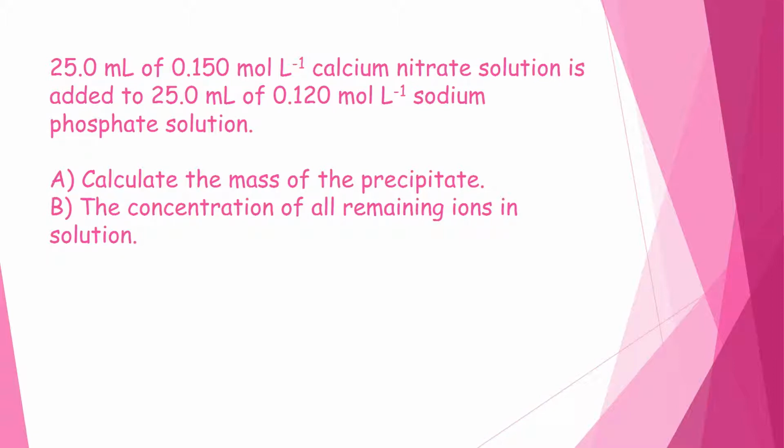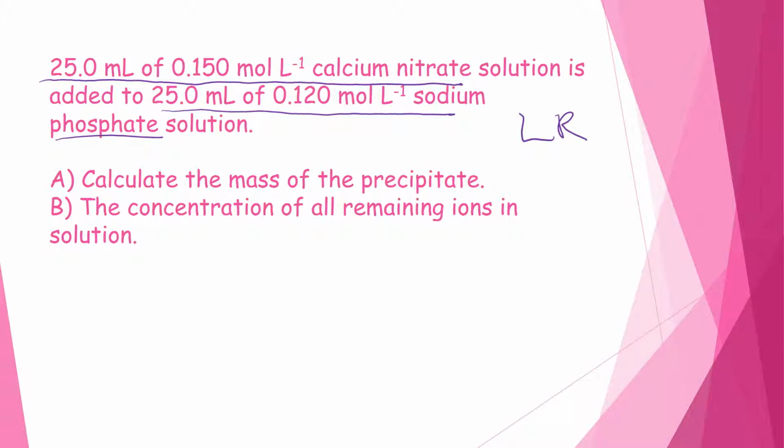So in this example, the first thing we need to do is identify our data, and we can see that we have 25 mL of 0.15 molar calcium nitrate and we have 25 mL of 0.12 molar sodium phosphate. You should be having some alarm bells go off at this point in time. Ding, ding, ding. You've got too much information. Too much information means it's a limiting reagent question.